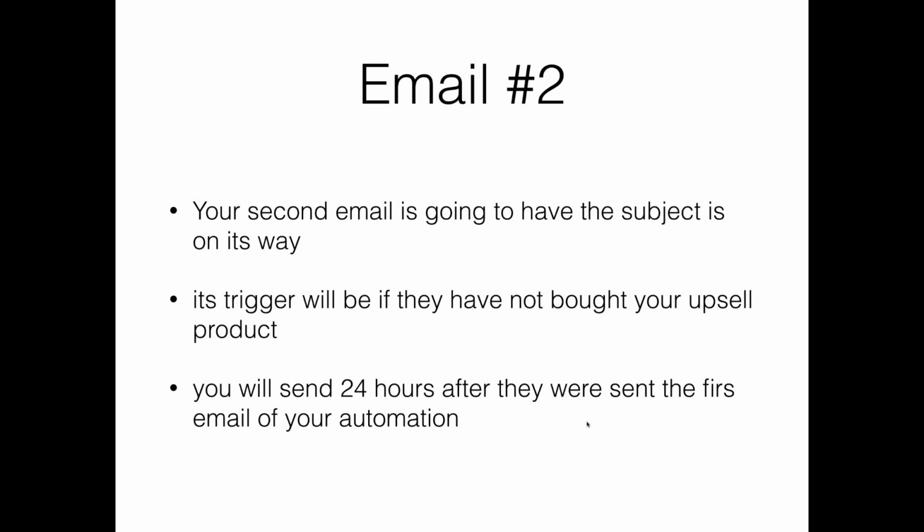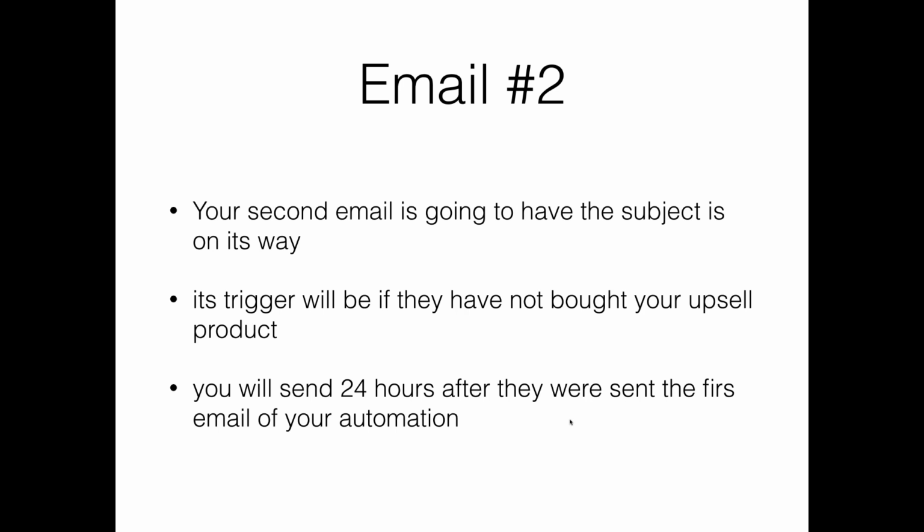All right. So now if they still don't get it within 24 hours, then we move on to email number 2. And you're going to move on to that regardless. And this is all set up automatically too. So you set up the automation. So now it's 48 hours after they buy, or 24 hours after they receive their first email. So it's going to be after they receive the first email.